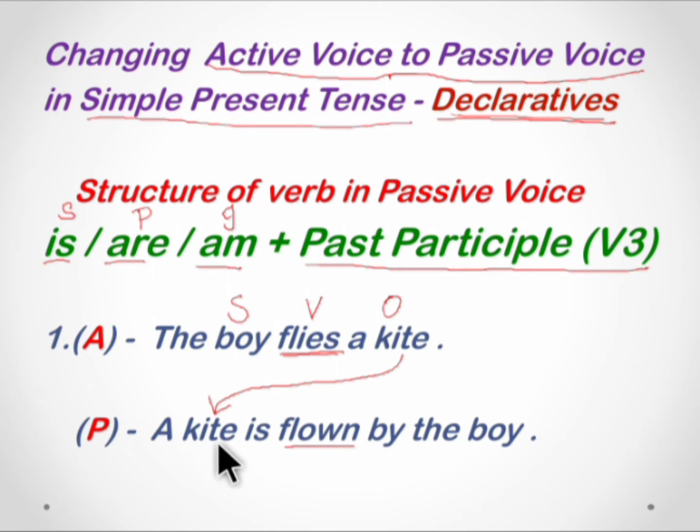Now here the subject is a kite. The kite is singular. So for the singular subject we use the singular be verb. The singular present be verb is is. So we use is, and the past participle of fly is flown. A kite is flown by. We have to use this by because it denotes the doer of the action. Whatever the subject is, we have to bring it and make it the object of the passive voice. So the passive voice is: a kite is flown by the boy.